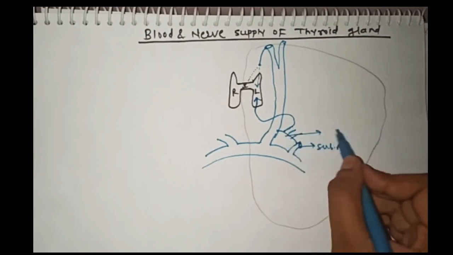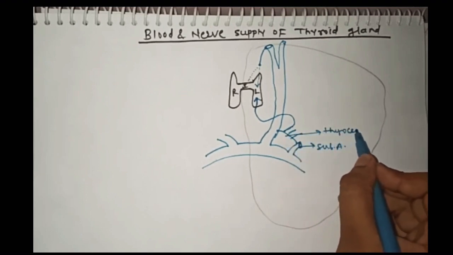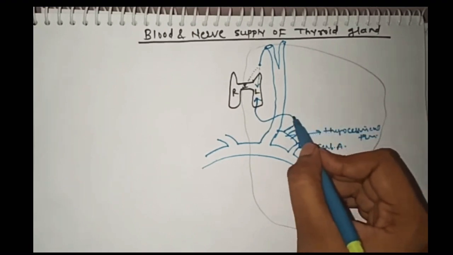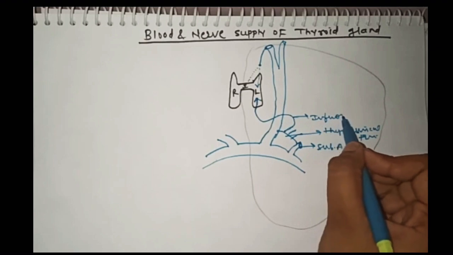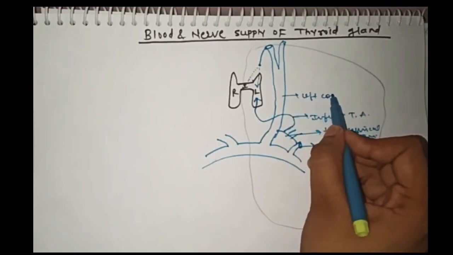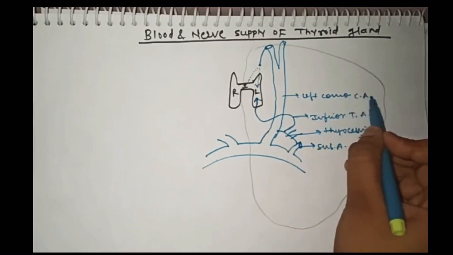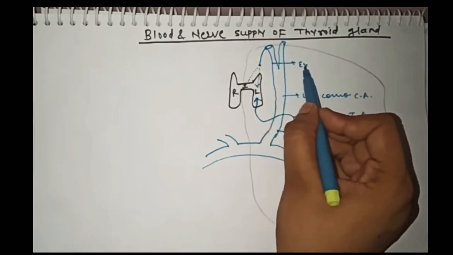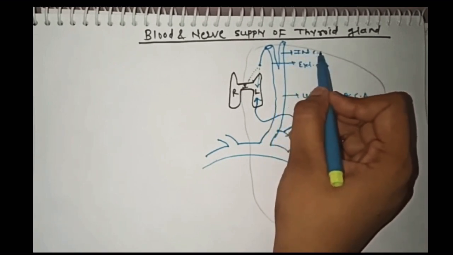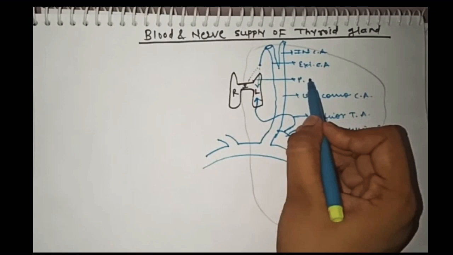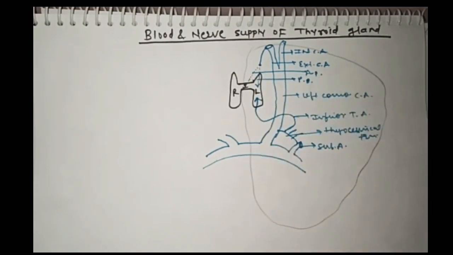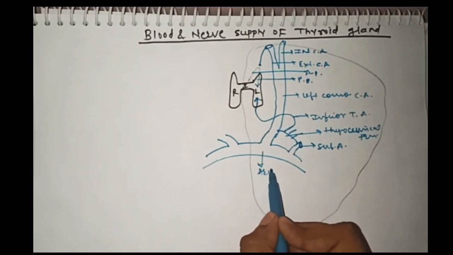This is the thyrocervical trunk. This is the inferior thyroid artery. This is the left common carotid artery. This is the external carotid artery. This is the internal carotid artery, this is the posterior division and this is the anterior division. And this is the arch of aorta.